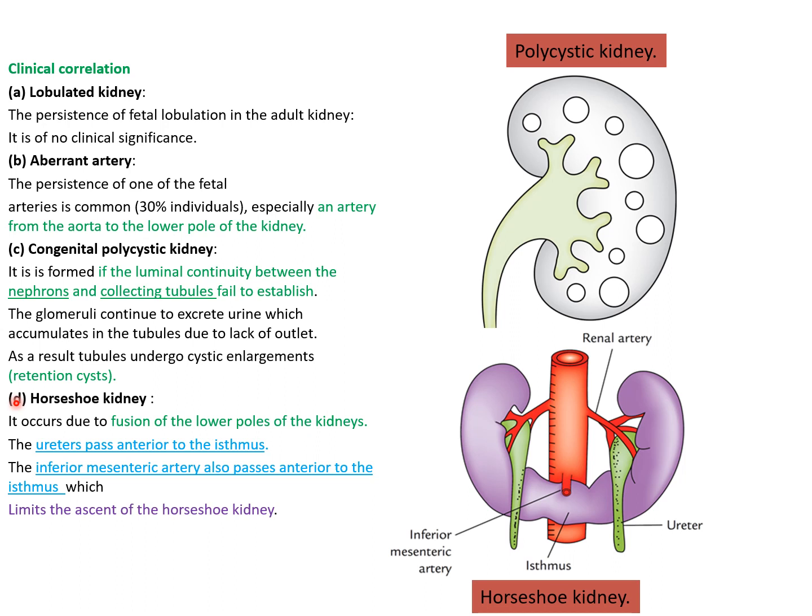Another is the horseshoe kidney. The lower poles of both the kidneys may unite to form a horseshoe-shaped kidney. This fused area is called the isthmus of the kidney. The ureters pass in front of the isthmus of the kidney, and the inferior mesenteric artery also passes in front of the isthmus of the kidney. So this inferior mesenteric artery limits the ascent of the kidneys.